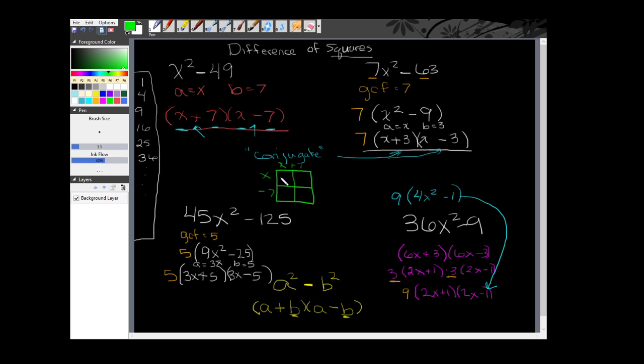If I multiply all the stuff on the inside, x times x gives me x squared. 7 times x is 7x. Negative 7 times x is negative 7x. And negative 7 times 7 is negative 49. Do you see how here on the diagonal these cancel out? Yeah, so that's kind of nice. We're going to need that later on in mathematics. So keep the idea of conjugates in your head.